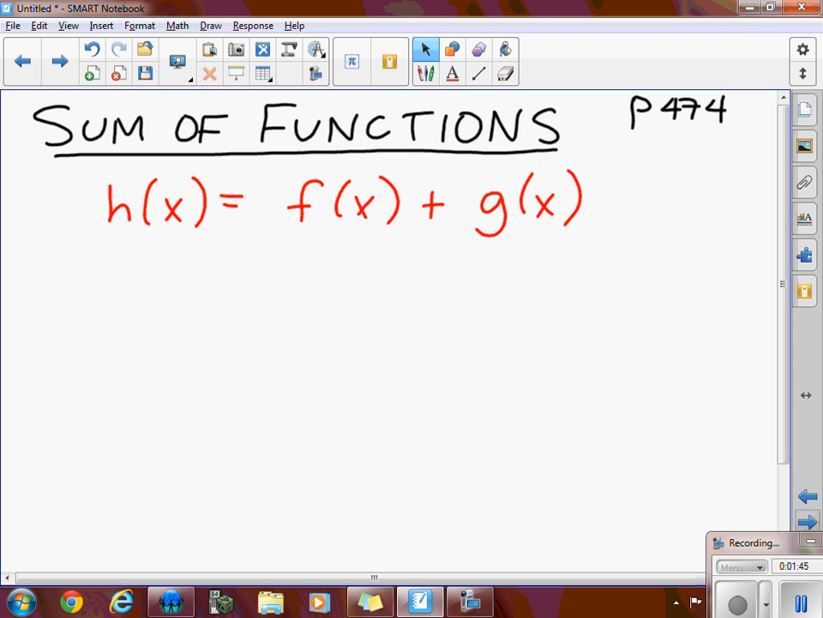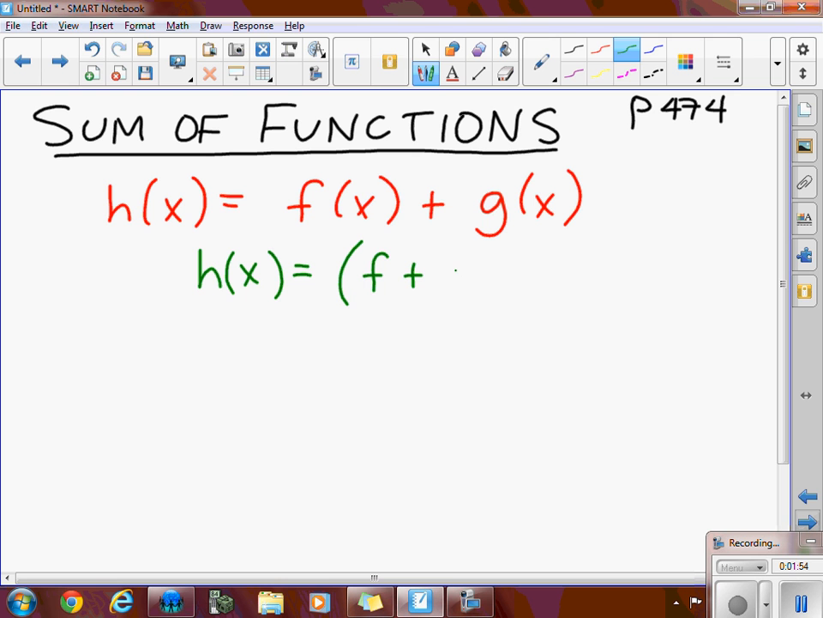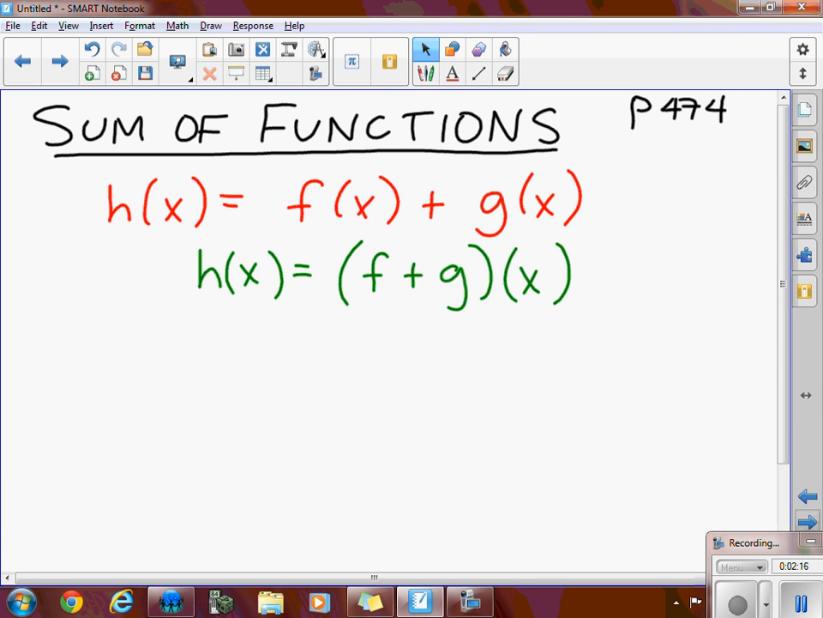Now, there are more concise ways to write this. You won't probably see f of x plus g of x. You're going to see h of x equals f plus g of x. These mean the entirely same thing. So you'll probably see this one on your diploma exam because it's cool notation, basically. But f plus g of x is the same thing as taking f of x plus g of x. And we'll look more specifically in a few minutes at what that actually means.